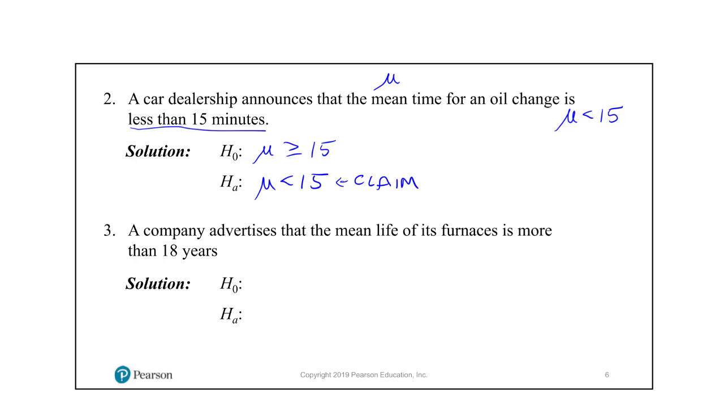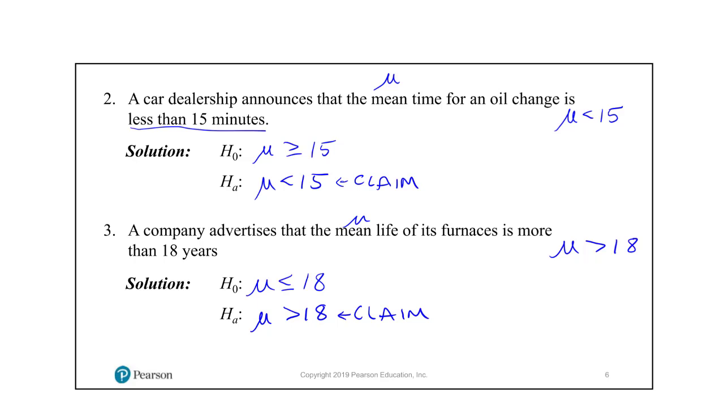All right. A company advertises that the mean life of its furnaces is more than 18 years. Okay, mean mu, more than 18 years. Mu greater than 18. Again, no equality, so that has to be the alternative. What's the rest? If it's not greater than, it's less than or equals to. And again, the company said its mu was greater than 18. This is the claim.